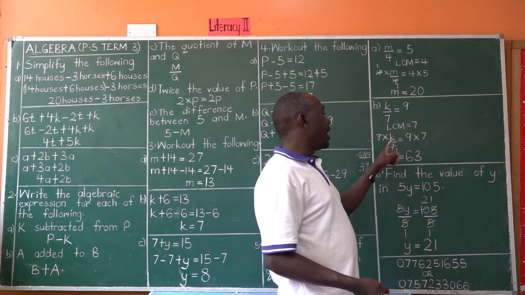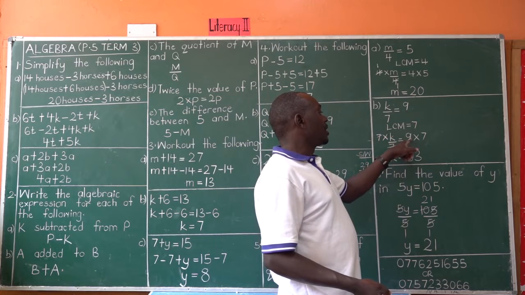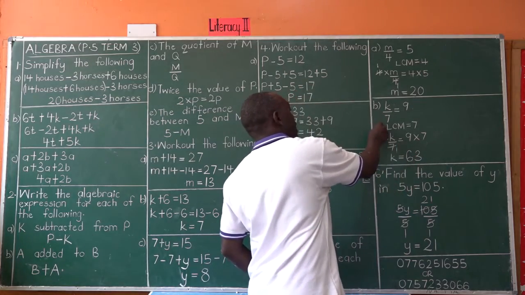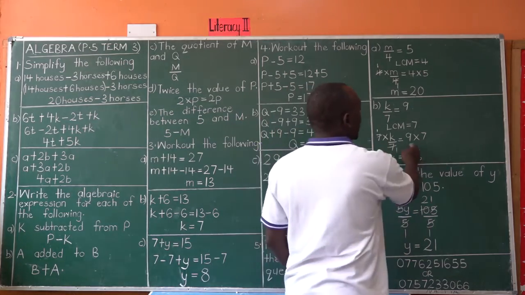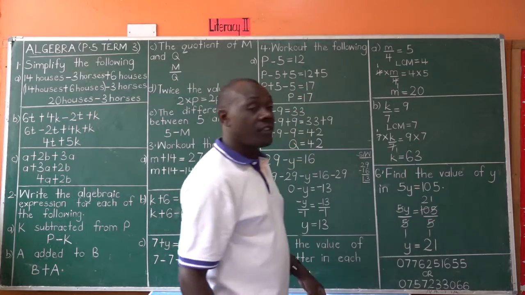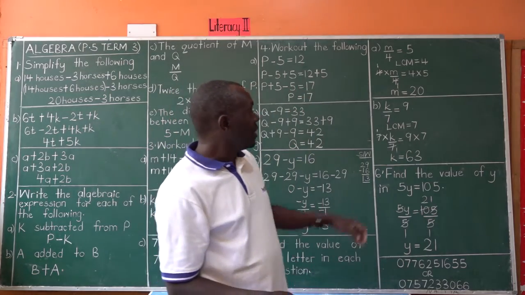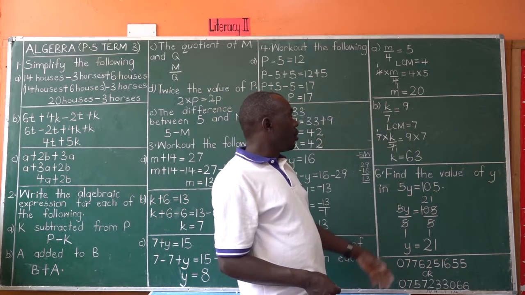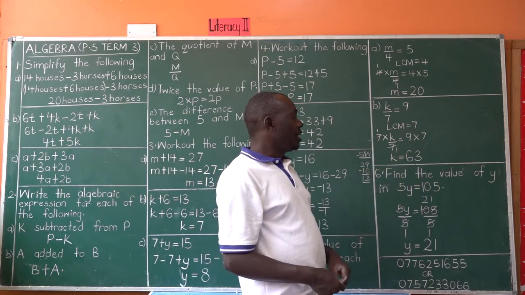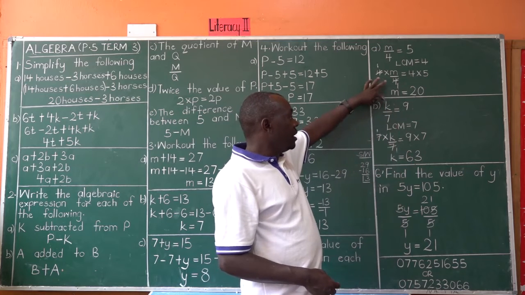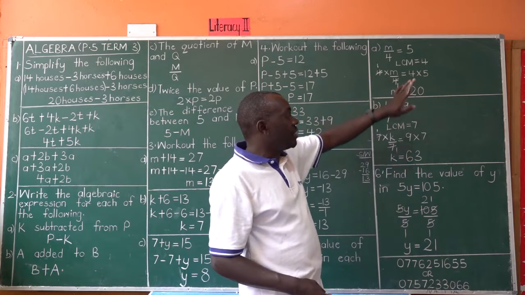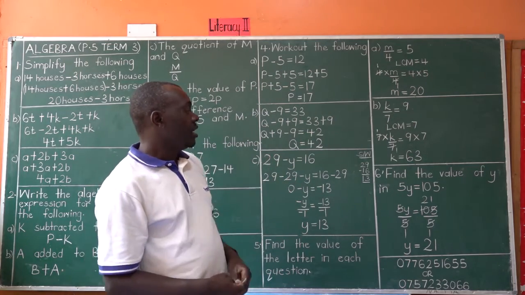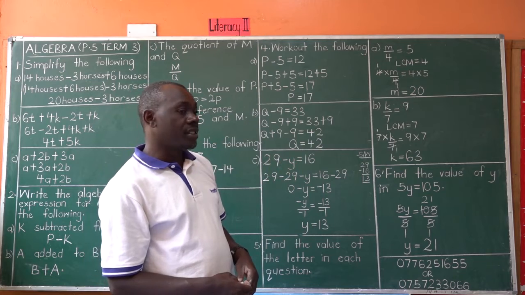7 times k out of 7 equals 7 times 9, or 9 times 7. So we cancel by 7 once, by 7 once. You remain with the k, where 9 times 7 gets 63. So the value of k is 63. Try and check whether 63 when divided by 7 gets 9. 7 times what gets 63? 9. So therefore 63 divided by 7 is 9. And therefore the k value is indeed 63, and very correct it is.